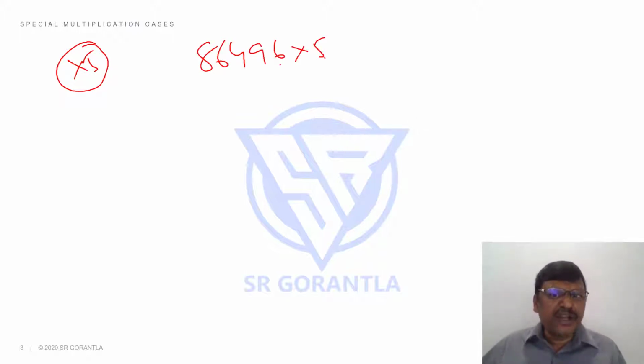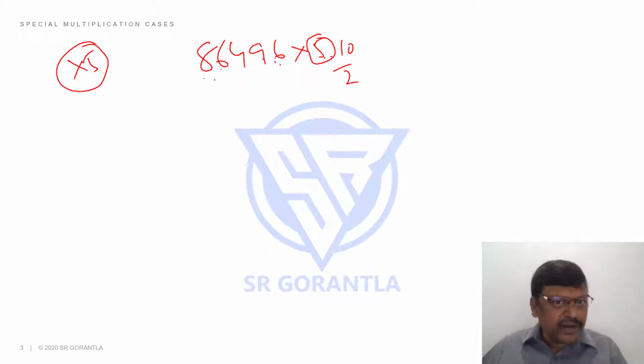Students, instead of multiplying with 5, 5 sixes 30, 5 nines 45 and so on, what I can do is, 5 is nothing but 10 by 2. I divide by 2 and then multiply with 10. Is it not easy? Let's see.